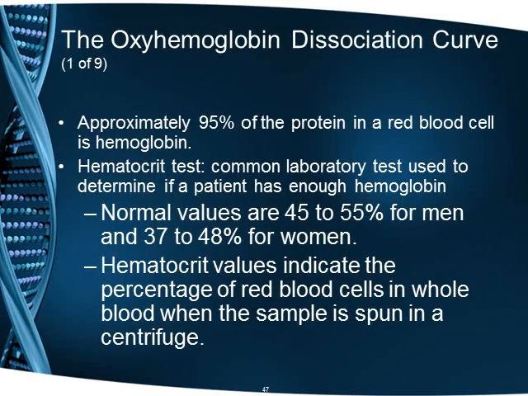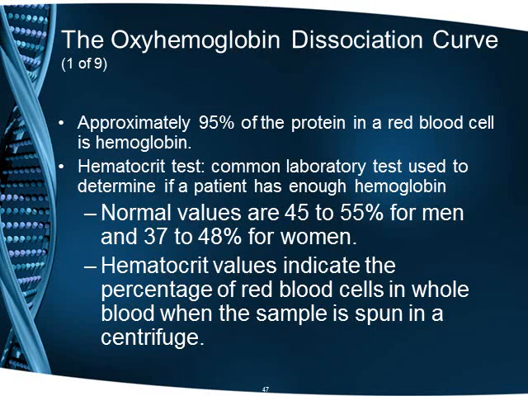Okay. So the oxyhemoglobin dissociation curve. Approximately 95% of the protein in red blood cells is hemoglobin. Okay. So if we took all the hemoglobin, or if we took all of our cells and we let them settle down and let them set, we get what we call the hematocrit, and that's the concentration of all of our red cells settling down in the body.